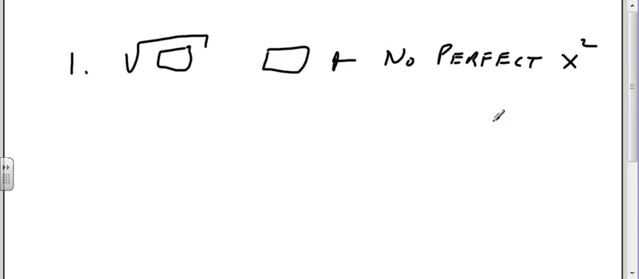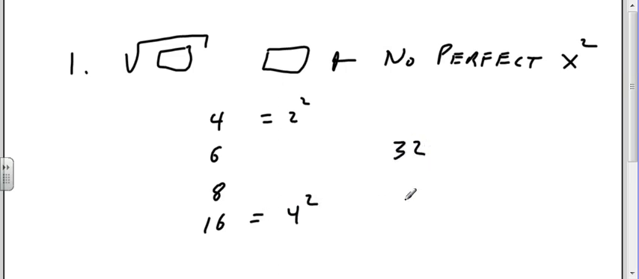Now, that's all in English, right? So 4 would be a perfect square because it's 2 squared, right? And 6 would not be a perfect square. 8 would not be a perfect square. 16 would be 4 squared. 32 wouldn't be a perfect square, but 64 would be 8 squared. All right, so that's what we mean by perfect square.